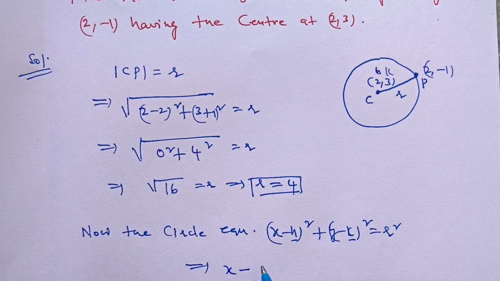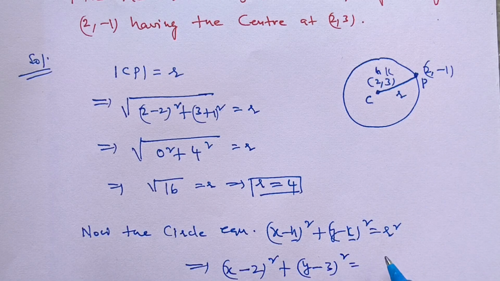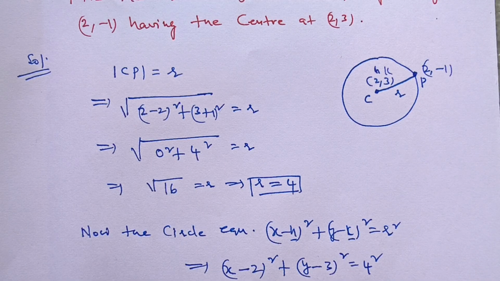So (x minus 2) whole square plus (y minus 3) whole square is equals to R square, means 4 square. So (x minus 2) whole square plus (y minus 3) whole square is equal to 16. This is the required equation of the circle.